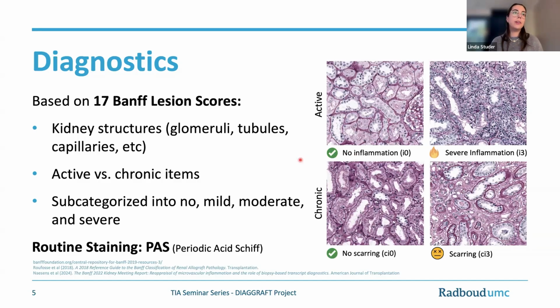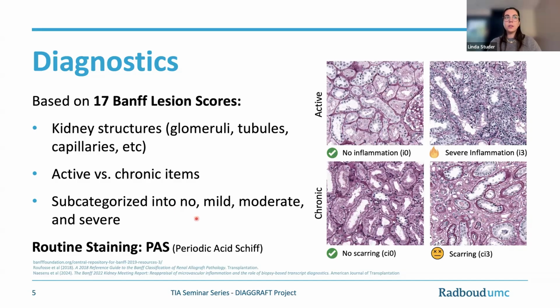And then we also have certain items that focus on active inflammation, for example. So no inflammation you can see here versus severe inflammation. And something chronic would be scarring, for example. So this is how it looks healthy. And then we have scarring, we have a degeneration of the tissue structures and a loss of functionality. And all these 17 lesion scores have 4 subcategories called no, mild, moderate, and severe.